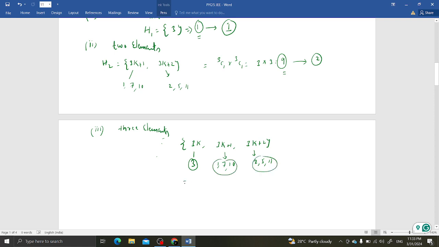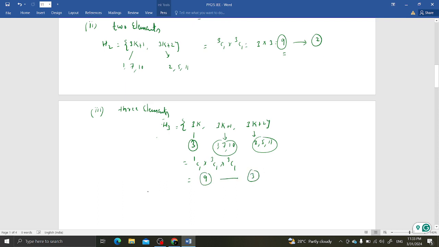So how do we find the total possibility for this subset? I assume it is H3. So 1C1, 3C1, and again 3C1. So the exact number we have is 9. Again we got 9. This is our third.